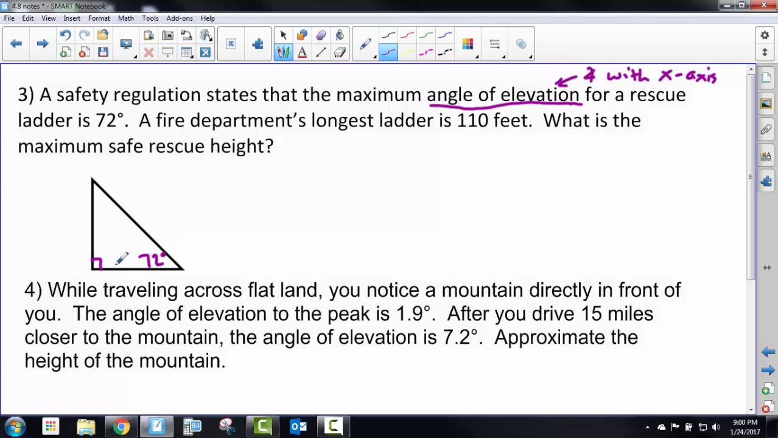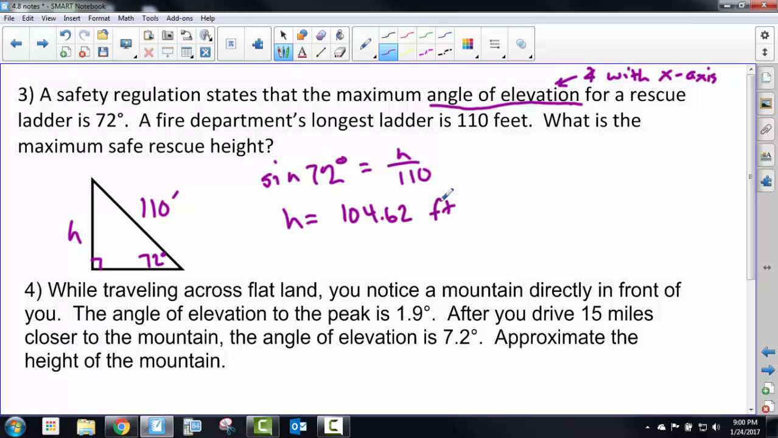We know this angle of elevation, that's with the horizontal. It's 72 degrees. The length of the ladder is 110 feet, and we're trying to find the rescue height. That would be this height right here. Again, I just analyze the situation and say, well, I know this angle, I know the hypotenuse, and the opposite is what we're trying to find. So I'm going to use the sine function. The sine of 72 degrees is h over 110, and then we just simply multiply, and I've got the height to be 104.62 feet.